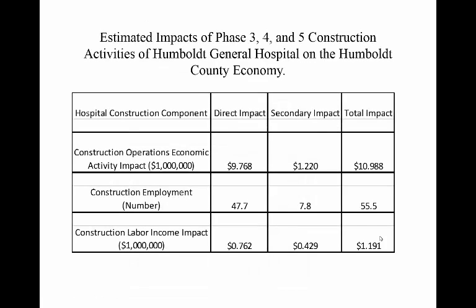Now, not only do the economic sectors from the operation have impacts, the activities of Humboldt General in phase 3 and 4 construction have impacts on the local economy. We are able to estimate within Humboldt about $9.7 million occurred locally. Total secondary about 1.2, so the construction activities had a total economic impact of about $11 million. Still a pretty substantial sector. 47 employees, plus 7.8, in other words, a total employment impact of 55 employees in Humboldt County from construction activities.